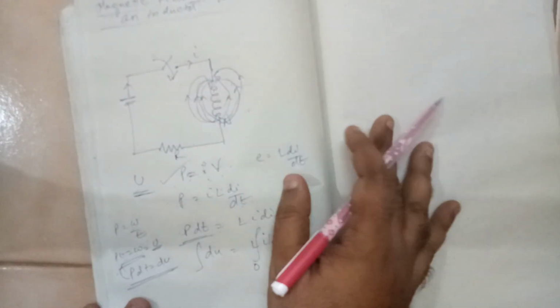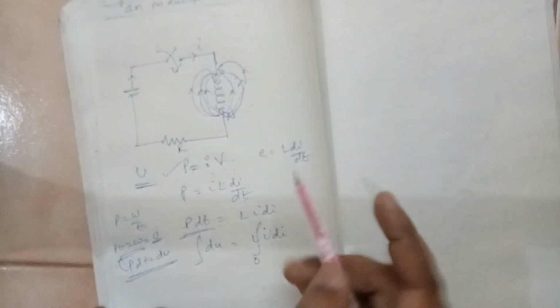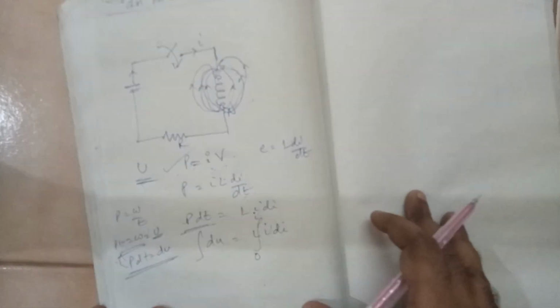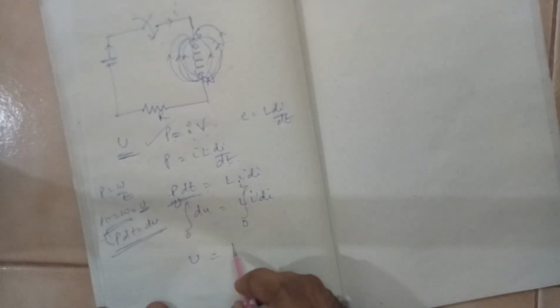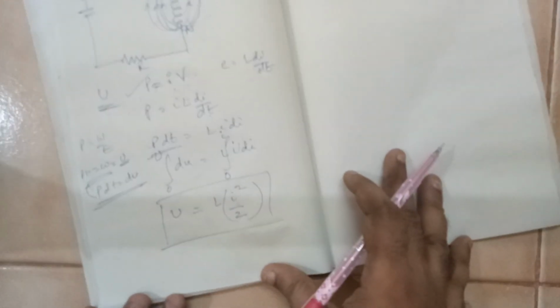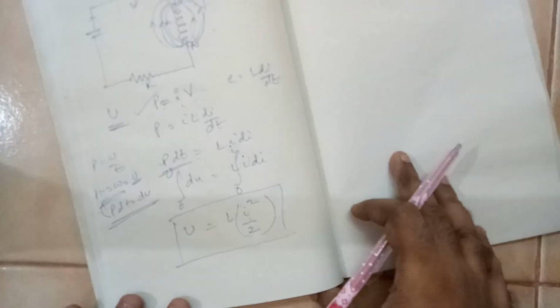So initially when the switch is not connected, there is no current flow, and when they attain the maximum field lines, there will be free flow of current all around. So that will be the steady state. In that stage, total current will be full current I. So the integral will be from 0 to U, and U is equal to L I square by 2. So this is the equation to find out the stored field energy in the solenoid.